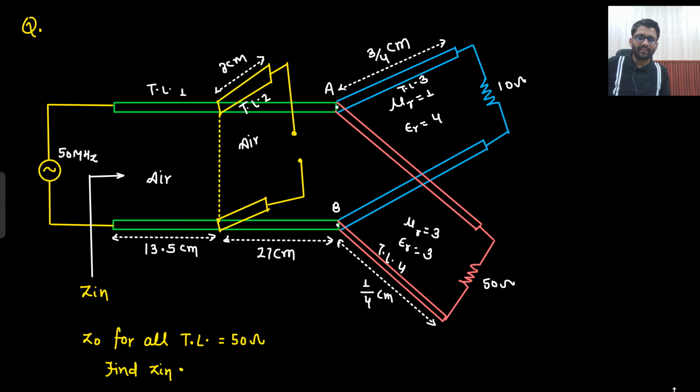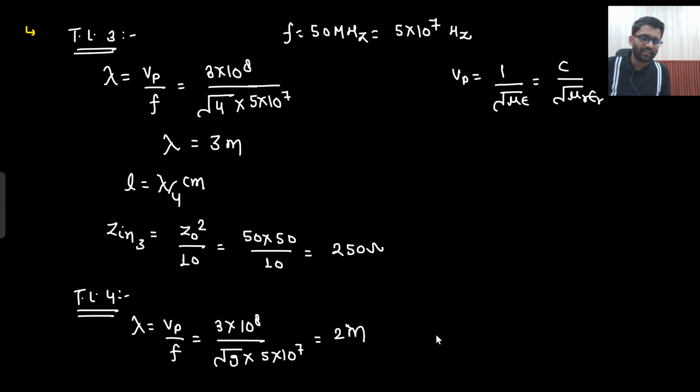So what is the length here? 1 by 4. So what is the length now? Length is lambda by 8. 2 by 8, that is 1 by 4 only. So length is lambda by 8.